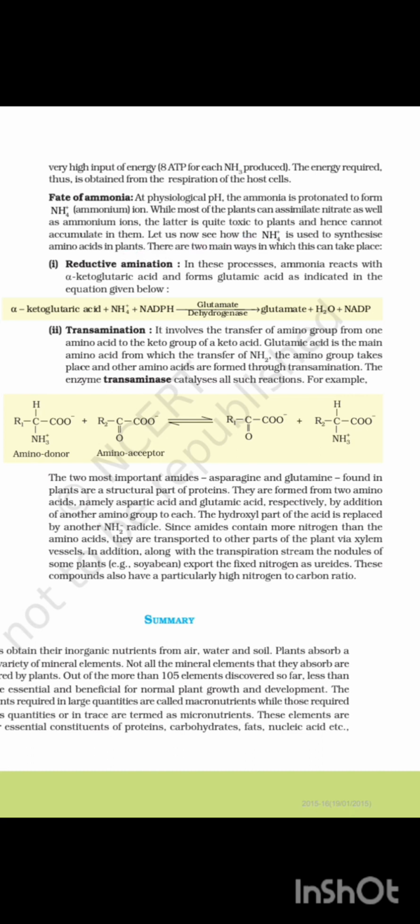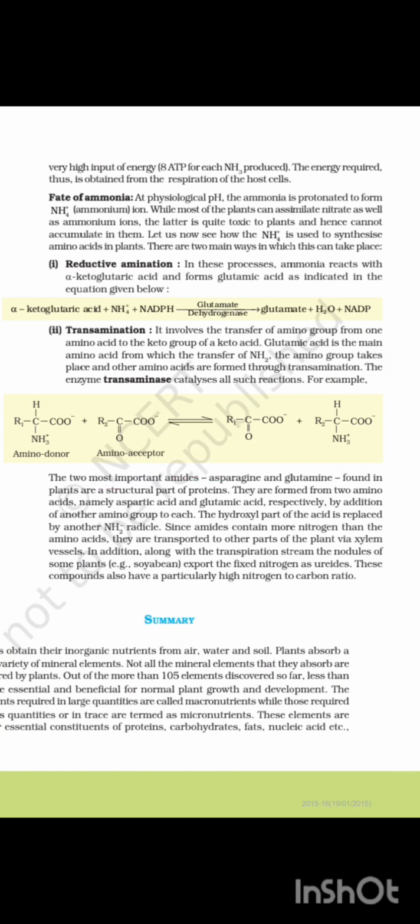Let us now see how the NH4+ is used to synthesize amino acids in plants. There are two main ways in which this can take place. First, reductive amination. In this process, ammonia reacts with alpha ketoglutaric acid and forms glutamic acid as indicated in the equation given below. Second, transamination. It involves the transfer of an amino group from one amino acid to the keto group of a keto acid. Glutamic acid is the main amino acid from which the transfer of NH2 to the amino group takes place, and other amino acids are formed through transamination. The enzyme transaminase catalyzes all such reactions.